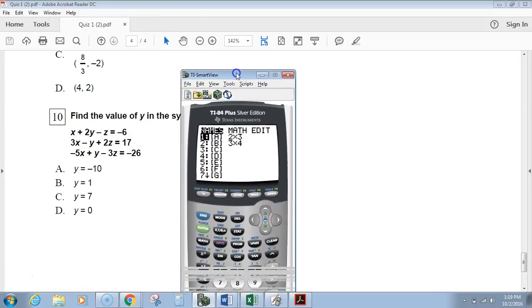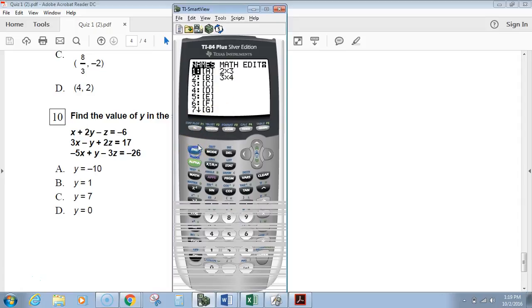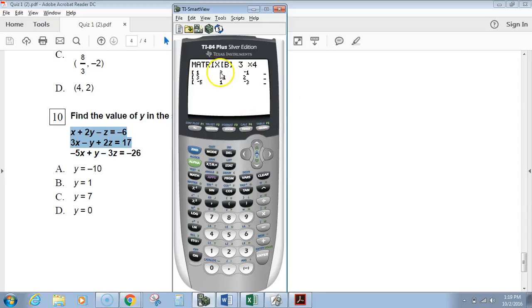So the first thing you can do is go into the matrix. I did this in B. Oops. Go into the matrix. What did I do wrong, you guys? I forgot to go over to edit. I'm editing B, and I put, so look at this first equation. 1x plus 2y minus 1z equals negative 6. Okay, so I have 1x plus 2y minus 1z equals negative 6. There's my 17, there's my negative 26, and all we want in there is the numbers, okay?